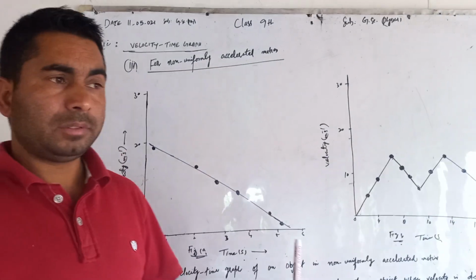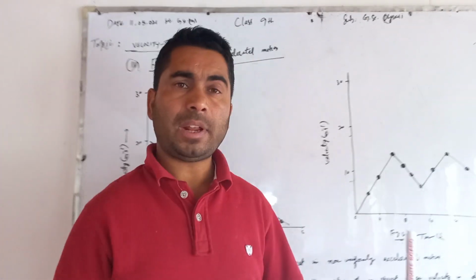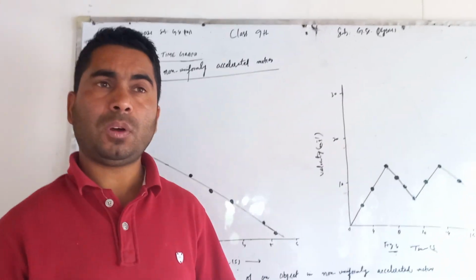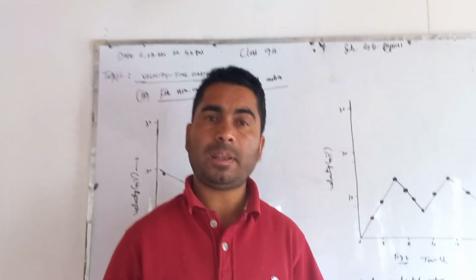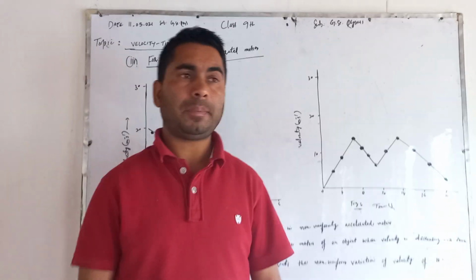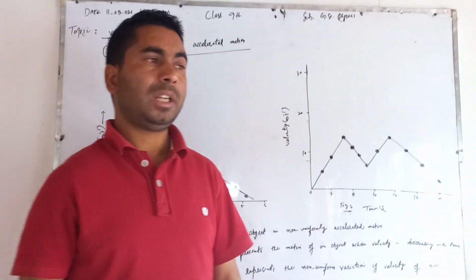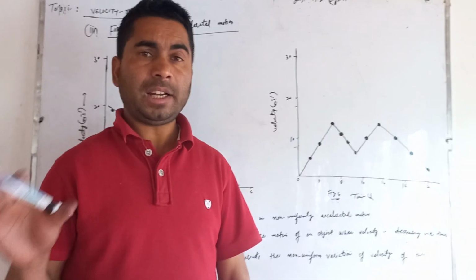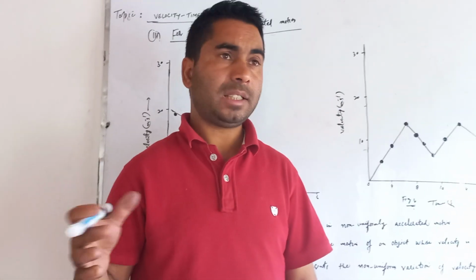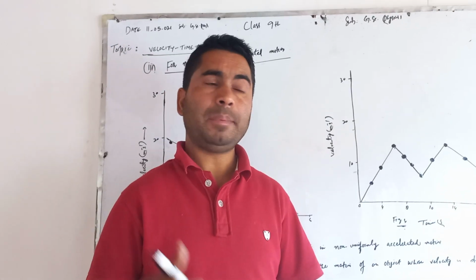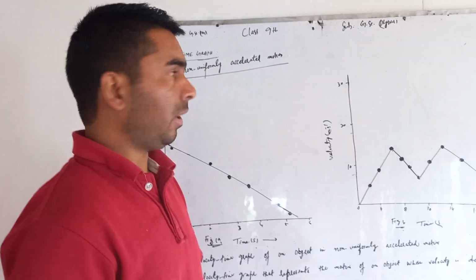So already we know that non-uniform accelerated motion means when the velocity of the object changes by unequal amounts in equal intervals of time, then it is said to be non-uniformly accelerated motion. When the velocity of the body increases or decreases by unequal amounts in equal intervals of time, we say the body is in non-uniform accelerated motion.